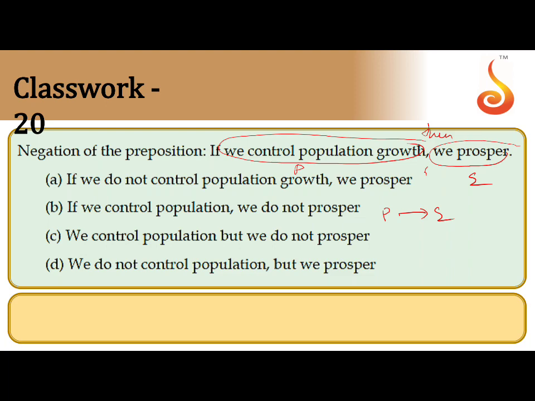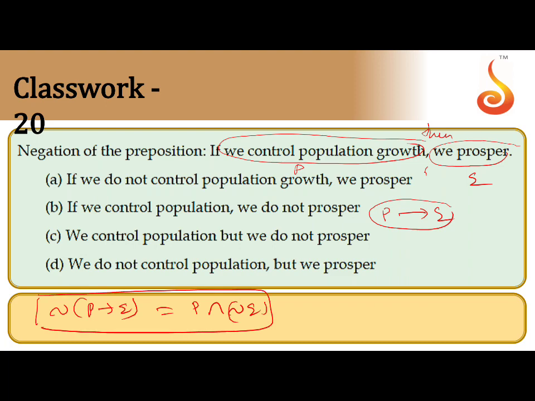Negation means the opposite of this one. So this is the given statement. You assume this is P and this is Q. The given statement is P implies Q. You have to find the negation of P implies Q. There is a formula for negation of P implies Q, which you have to remember. P remains the same, the implication becomes and, and negation of Q. Just remember this as a formula.